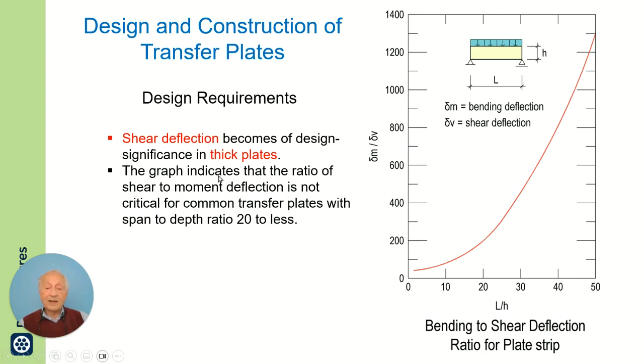The graph indicates that the ratio of shear to moment deflection is not critical for common transfer plates with span to depth ratio 20 or less. This is span to depth ratio. That means we have far less than 20. This is where we deal. So the range of application is really here.